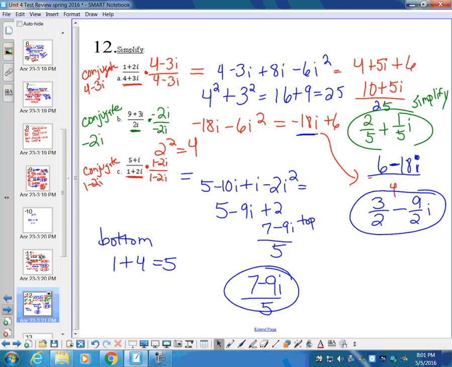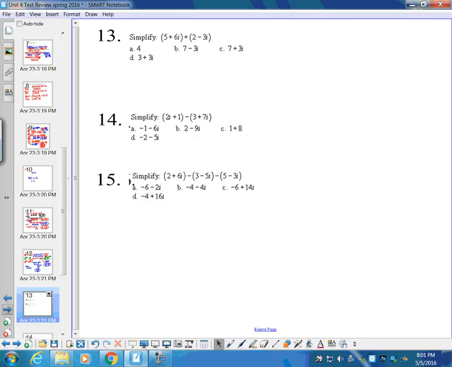Now, the ones left are multiple choice. You're adding, subtracting, and subtracting in 13, 14, and 15. So in the first one, you're just going to add like terms. So 5 and 2 is 7. 6 minus 3 is 3i. So choose C.